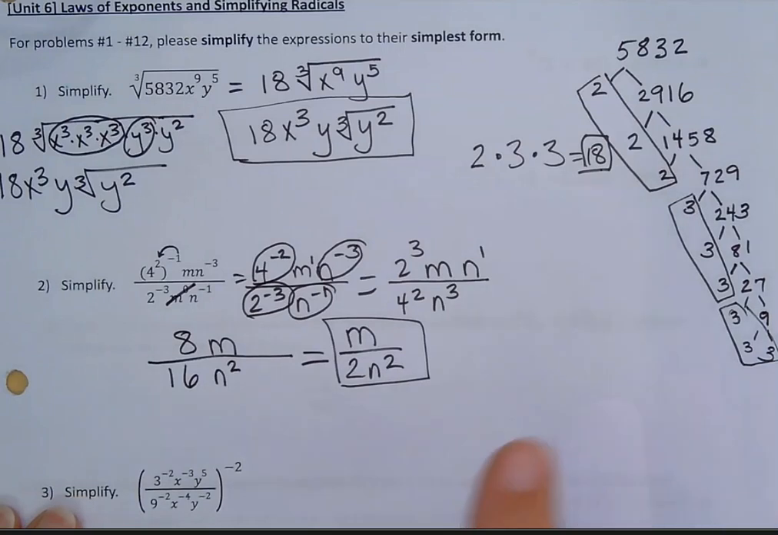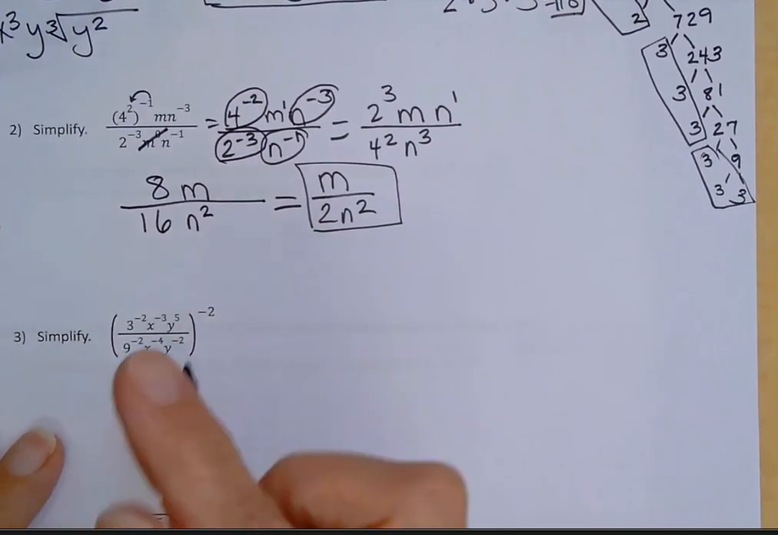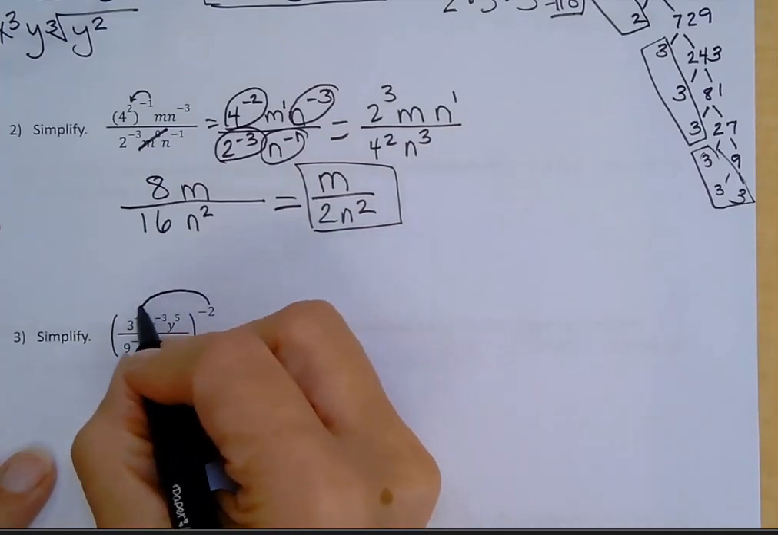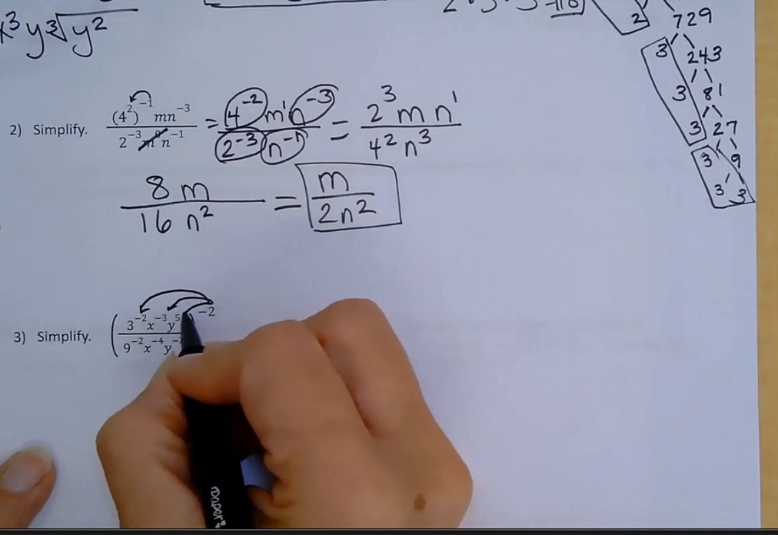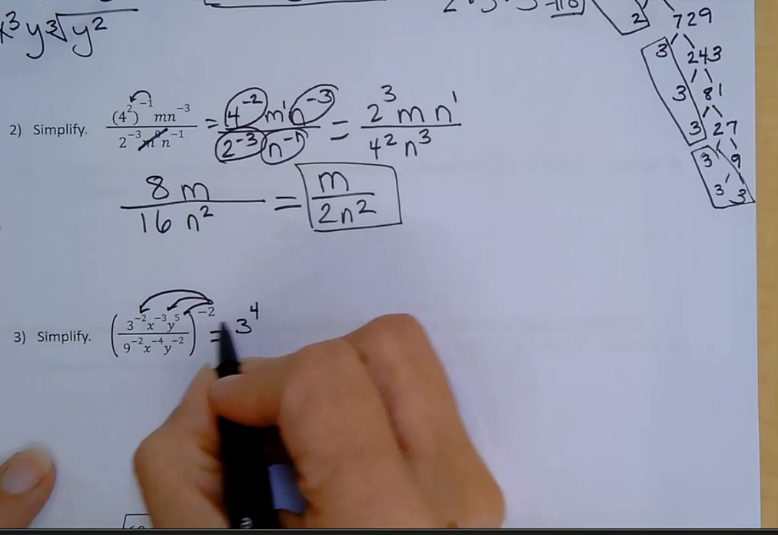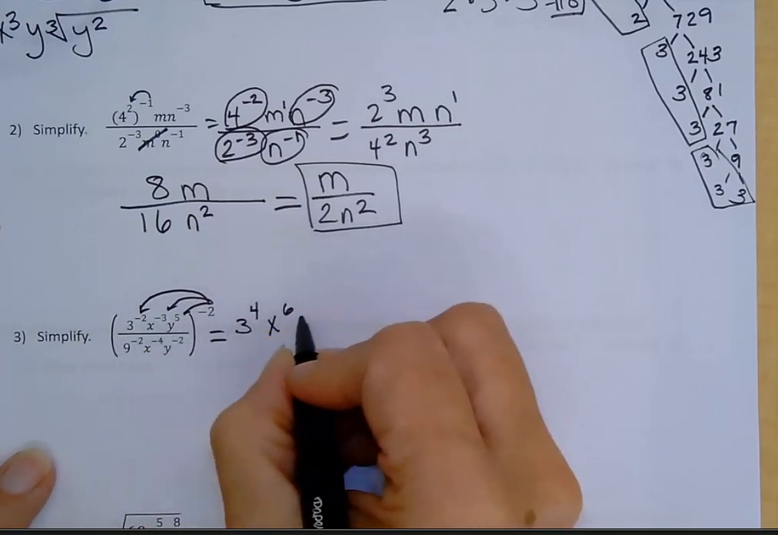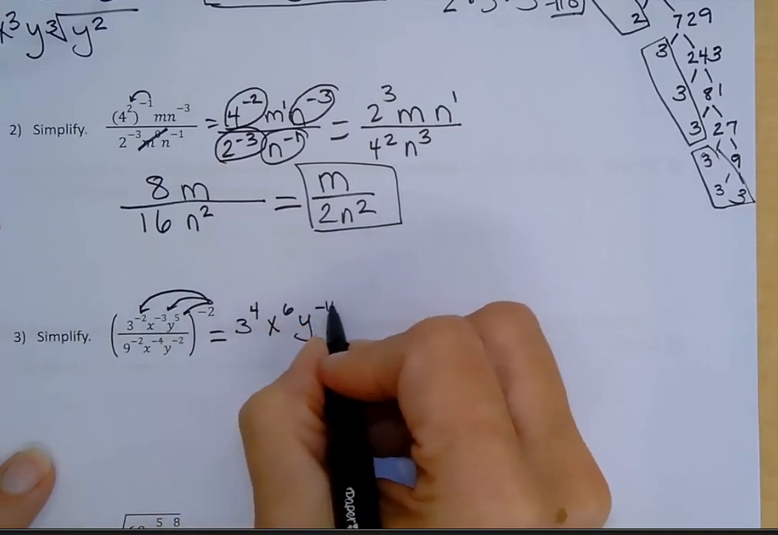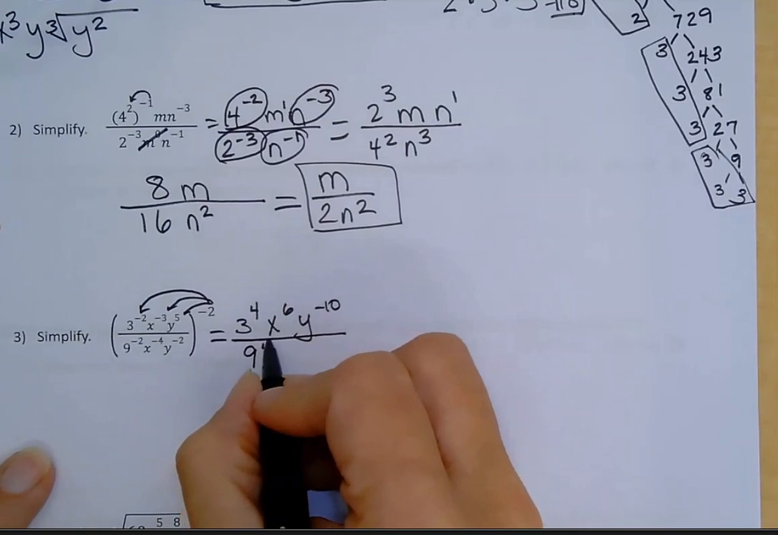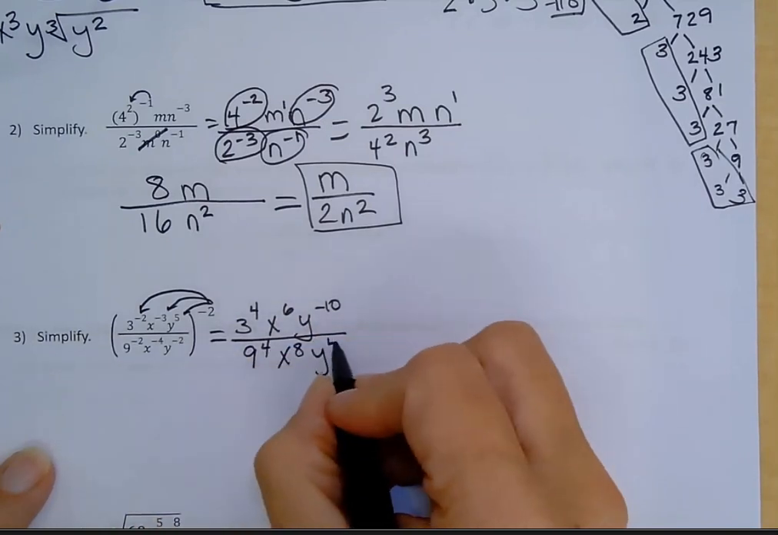All right, so number 3, I'm going to simplify this. This one I'm also going to take care of that outer exponent first. Remember, it goes to every exponent you can find inside, okay, and we multiply those. So I have 3 to the 4 times x to the -3 times -2 is 6, y to the -10, and that's all over 9 to the 4, x to the 8, y to the 4.